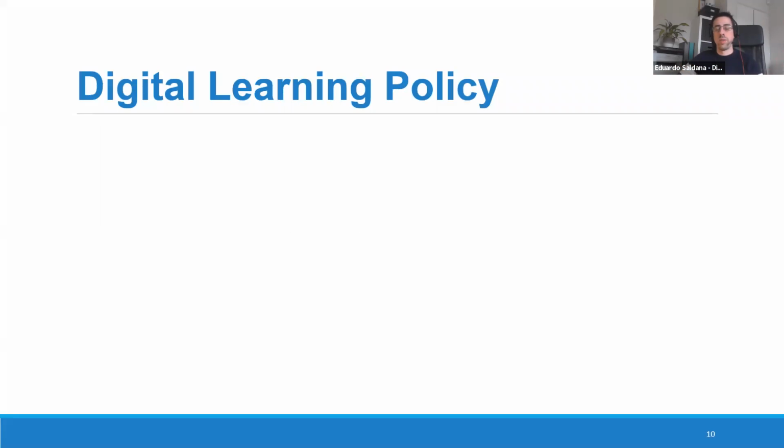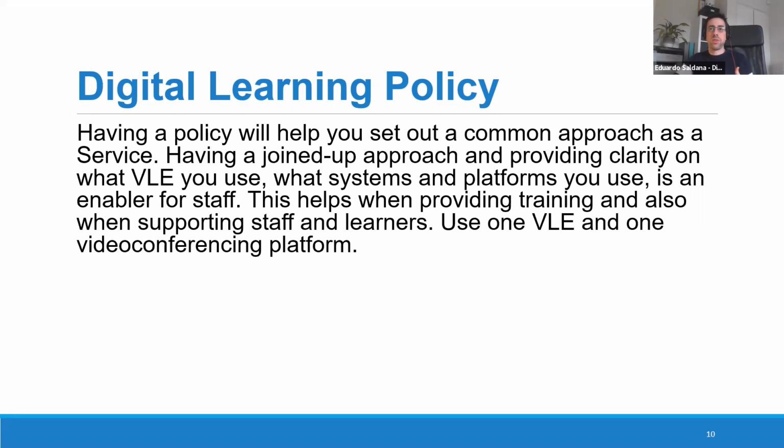So I'm going to go now into a bit more detail about these points. The digital learner policy is quite important because it helps you to set out a common approach to the service. If you're having a joined up approach and you provide clarity on your VLE, what VLE you use, and I'd recommend just one, what systems and platforms you use, this is an enabler for staff because they will know what they can use. Nowadays the problem is we have hundreds, thousands of applications, VLEs, everything. There's too many things available for us.